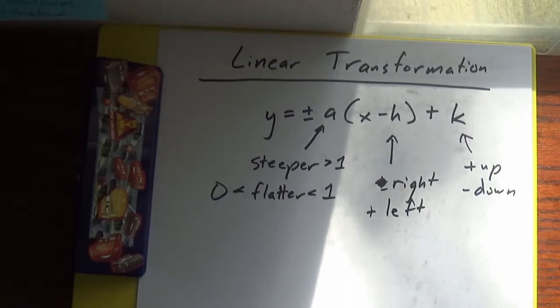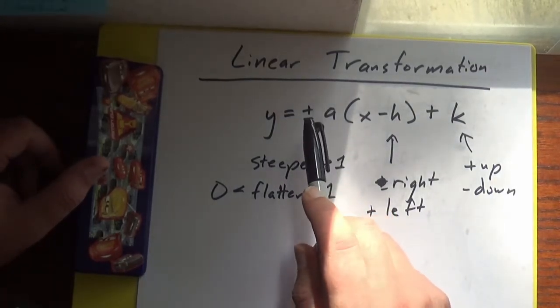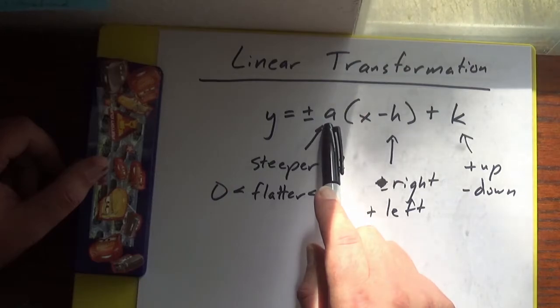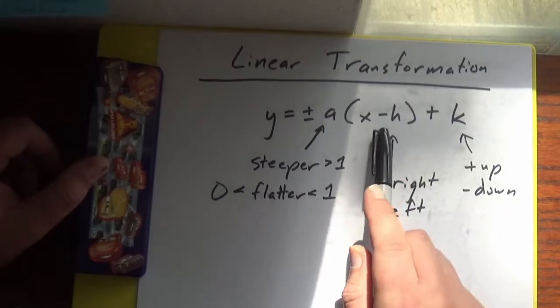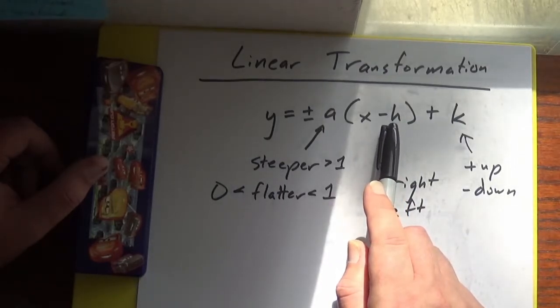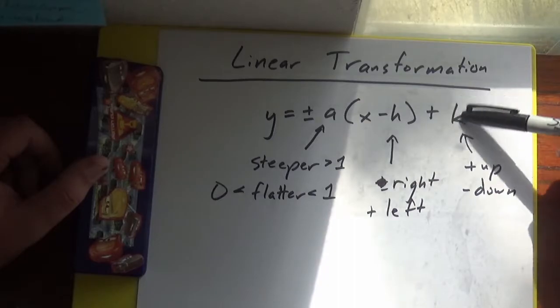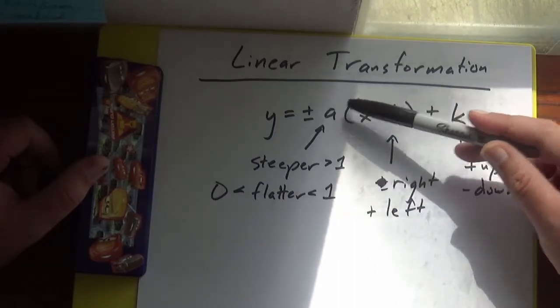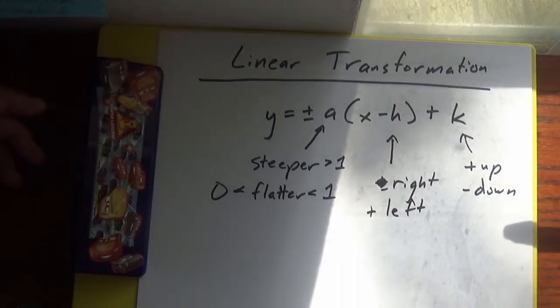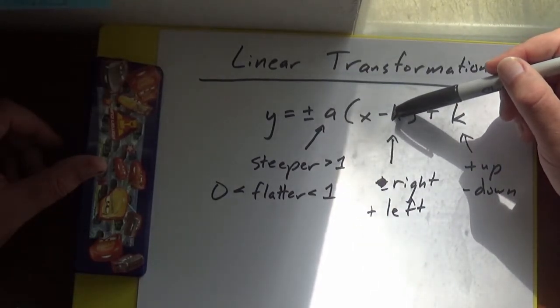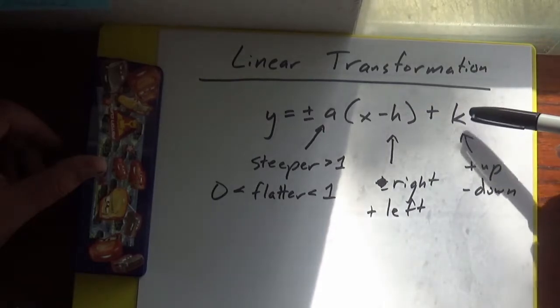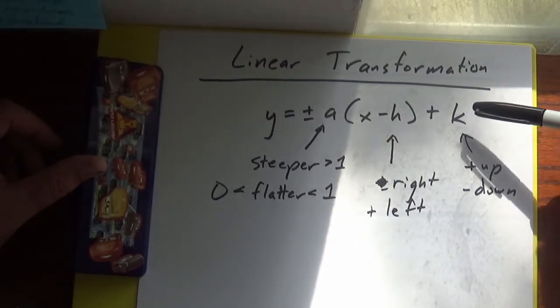Now, transformations just mean we're going to be moving stuff around. So the whole equation is going to move. So I've got this plus or minus here. I've got an a. The a is just whatever number is in front of the parentheses. Inside parentheses, I've got minus h. And then outside parentheses by itself, I've got k. So a, h, and k are just numbers. So if there's a number in front of the parentheses, that's a. If there's a number in the parentheses, that's h. If there's a number beside it or by itself at the back, that's k.